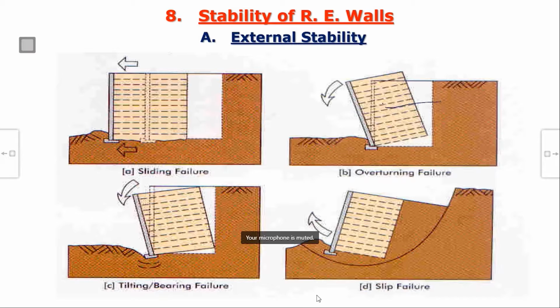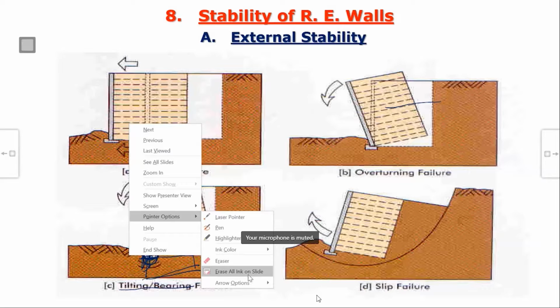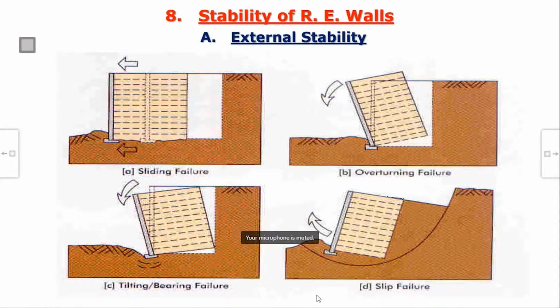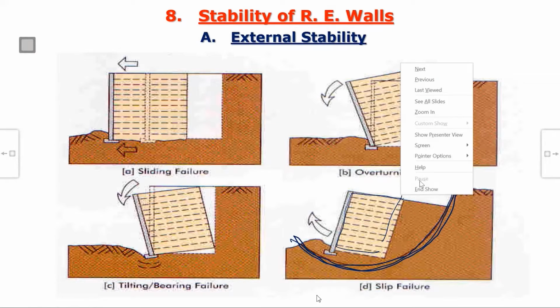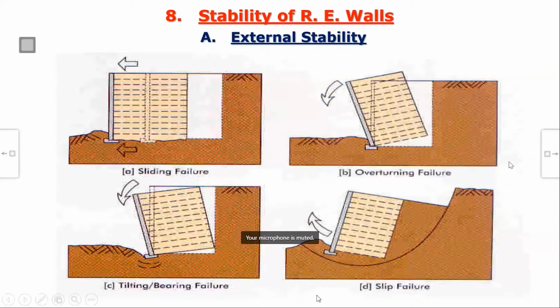Then, even if overturning may not be there, here there will be maximum pressure. If you draw the pressure diagram like this, that pressure here should not be more than the bearing capacity of the soil here. Otherwise there will be bearing or tilting failure. So we will check for this also. That is the third thing. Fourth thing is, with this whole thing as a rigid block, it should not slide and there should not be a slope stability failure, or what we call global slip failure.